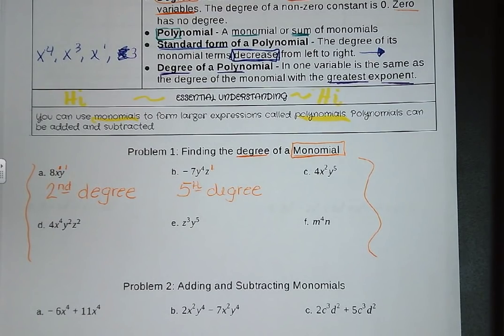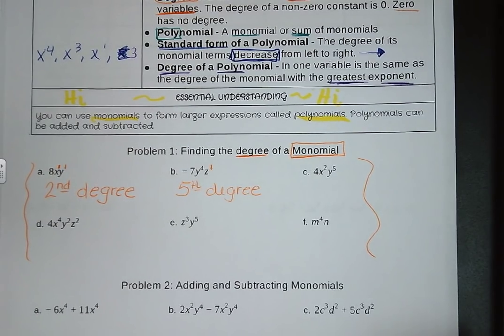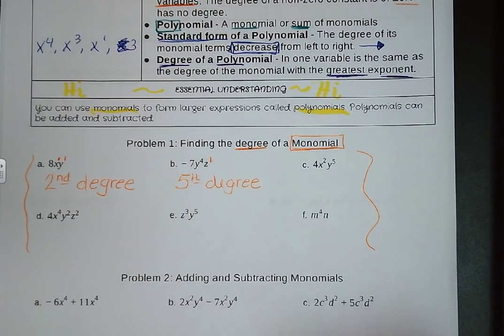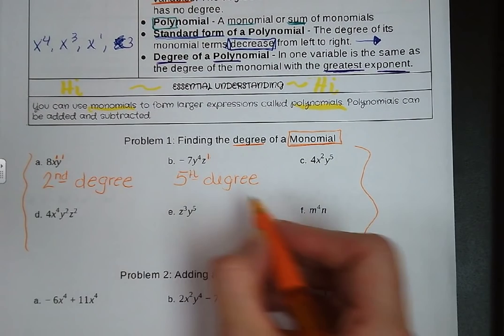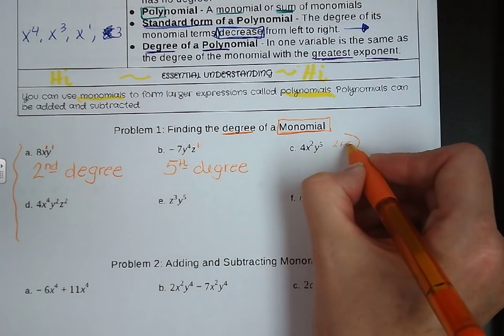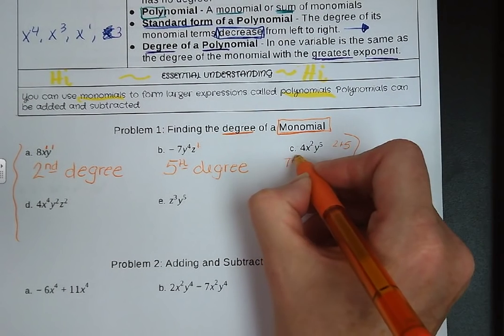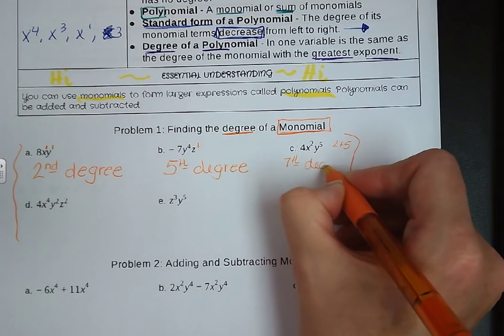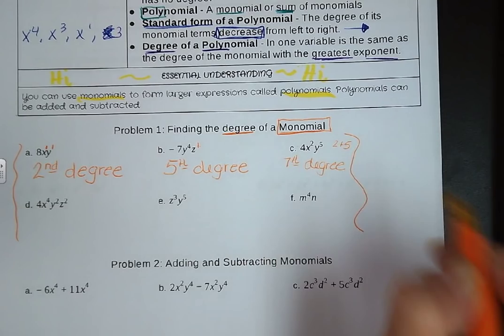Yes, you must write this out. You are in algebra students. You can write 2 words. Yep. X squared, y to the 5th, 2 plus 5 is 7. So it is a 7th degree monomial.